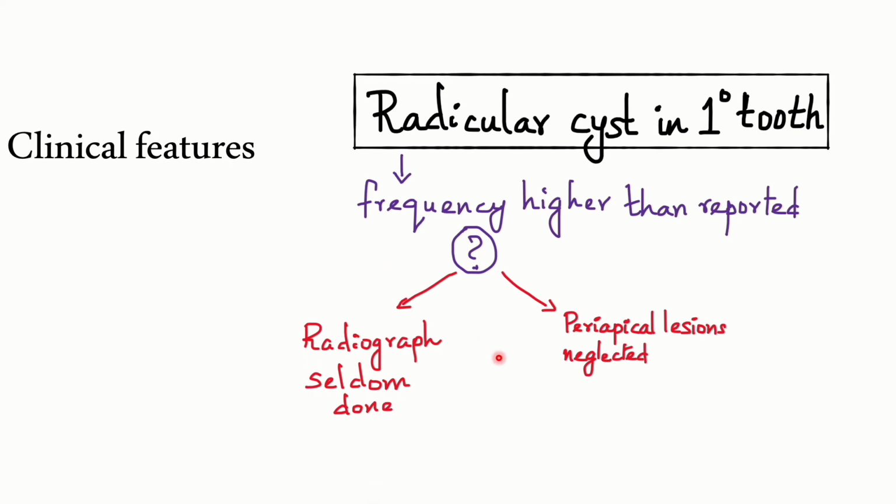And when you see any periapical region, you will believe that once you extract the tooth or once the tooth falls off, it will just regress on its own. So it is neglected, not treated, or not biopsied. So these are the reasons why the frequency is reported to be very low, but it's believed to be much higher than what is actually reported.